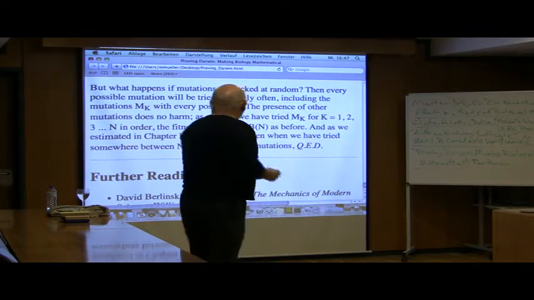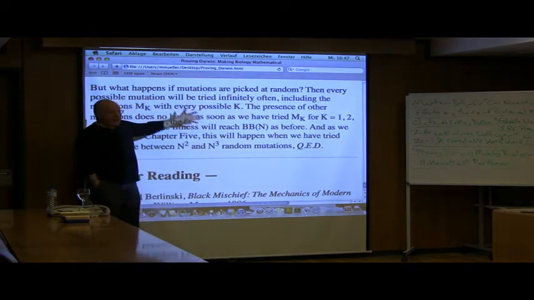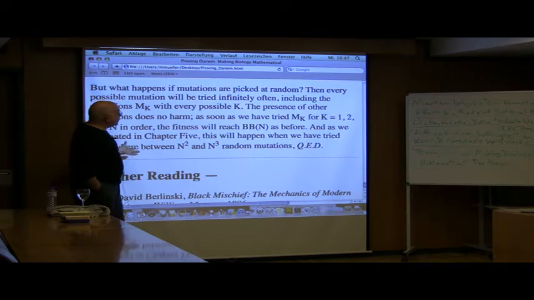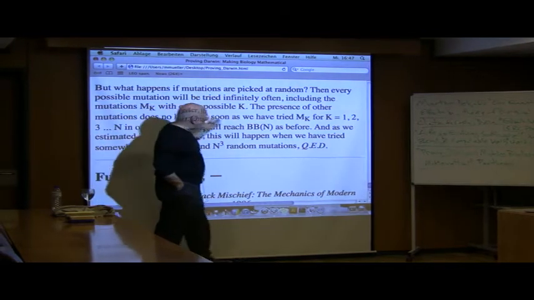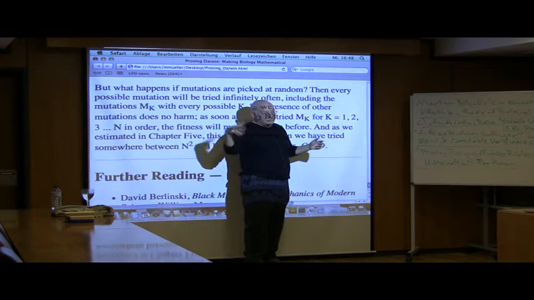You see? It turns out that other mutations really don't get in the way. They waste time, but they will not keep this thing from working. As soon as I get, just at random, I'm eventually going to get to m sub 1. I'm going to try m sub 1, just at random. And I have to estimate how long that will take, which I'll do in a moment.